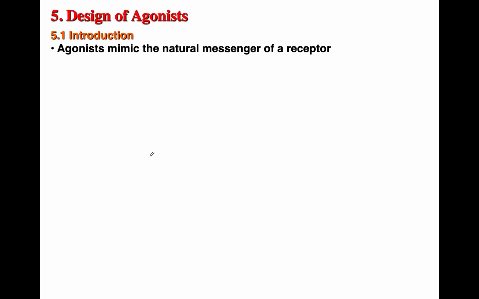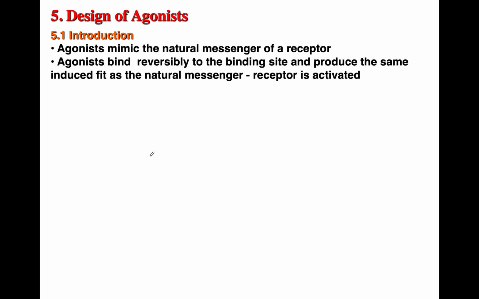So let's talk about design of the agonist. The agonists, as we've said, are going to mimic the endogenous messenger of the receptor, and they bind reversibly to the binding site. This is important to mention here. They're going to produce the same induced fit as a natural messenger, and the receptor is activated. Although they produce the same induced fit, their effect can be stronger than the natural messenger, or they can be at the same level as the natural messenger.